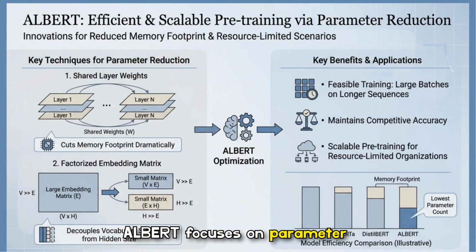ALBERT focuses on parameter efficiency through shared layer weights and a factorized embedding matrix, effectively decoupling vocabulary size from hidden dimensions. The diagram shows how weight sharing cuts memory footprint while maintaining competitive accuracy, enabling feasible training with larger batches and longer sequences for organizations with limited resources. The result is a model that scales pre-training more efficiently than typical large variants.